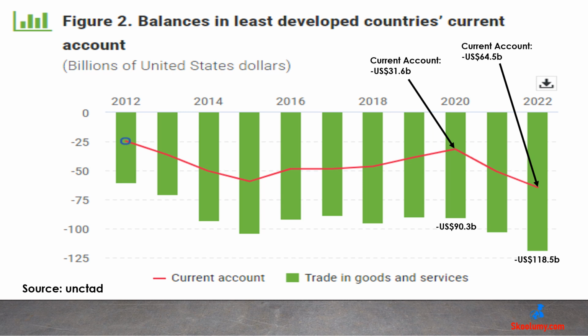The graph shows the current account balance and trade balance in least developed countries. The current account balances for 2020 and 2022 were minus $31.6 billion and minus $64.5 billion respectively. These balances were negative, meaning that payments exceed receipts in the current account. Similarly, the balances of trade in goods and services between the same period were minus $90.3 billion and minus $118.5 billion respectively. A negative balance of trade implies that the value of imports is more than the value of exports.